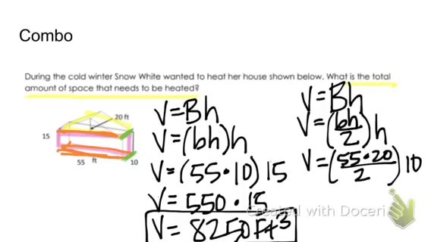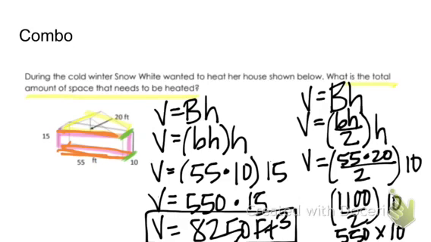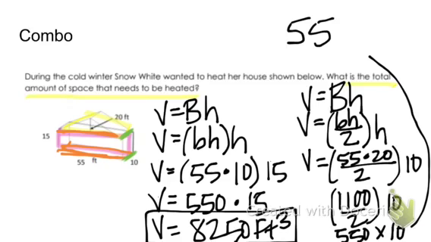So then when you do 55 times 20, you get 1,100, but you have to divide it by 2. So 1,100 divided by 2 gives you 550 times 10 gives you 5,500. Sorry, I'm going to write it up here. Gives you 5,500.